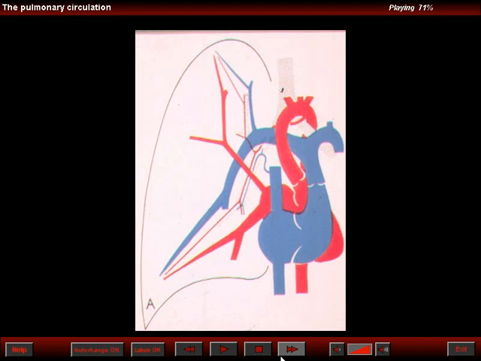Here you can see in blue the pulmonary arteries and in red the pulmonary veins. Note again that the right upper lobe pulmonary vein is lateral to the right upper lobe pulmonary artery.